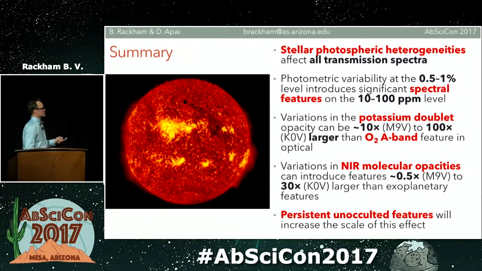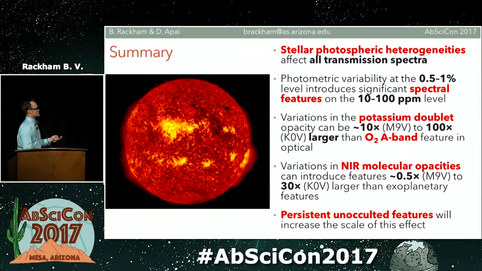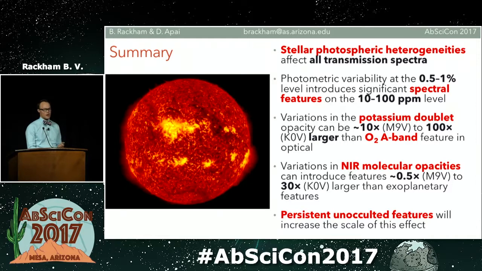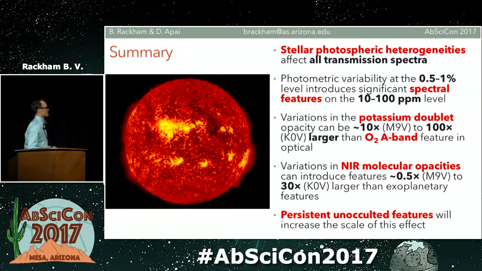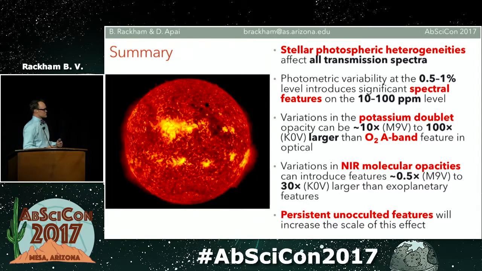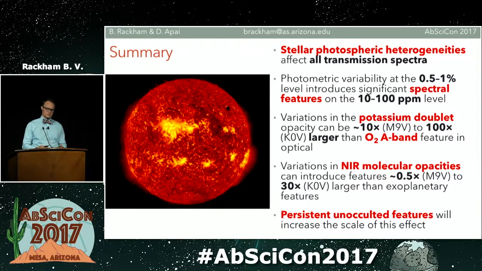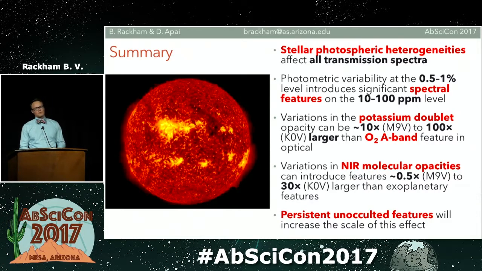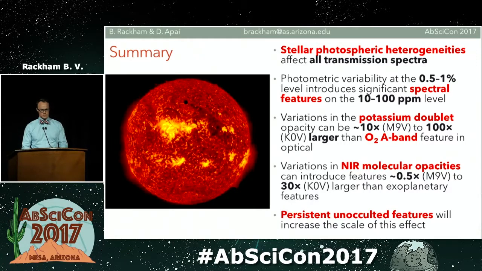And unfortunately, the potassium doublet and the coincidence of the oxygen A band are going to really complicate optical high-resolution observations. So as we're planning to take these steps and get high precision measurements of exoplanet atmospheres, we should also try to understand stellar photospheres to that same level of precision. And thank you for your attention.